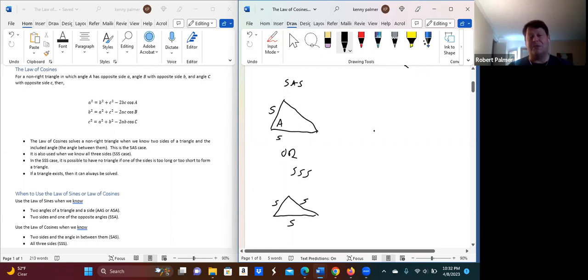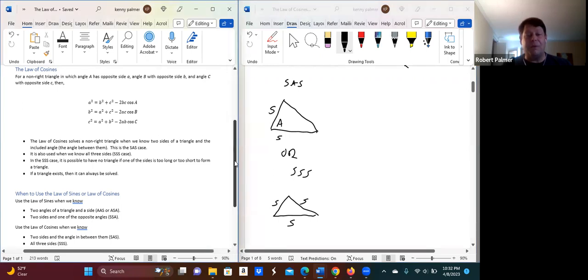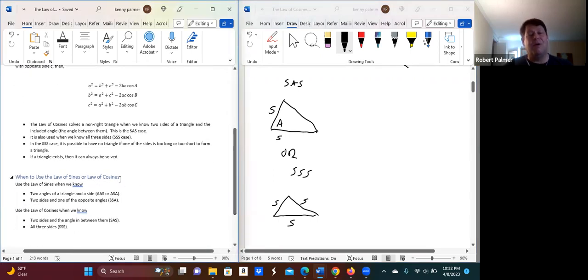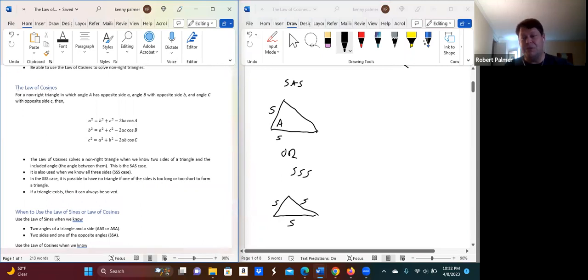And so we'll do an example of that. Basically what happens is you get a situation where the cosine of the angle is actually not possible. Finally, if a triangle exists, if you actually have a physical triangle, you can always solve it, once again giving these three cases. And at the end, when we wrap this up, we'll come back and take a look at when to use the law of sines and the law of cosines. If you've seen my previous video on the law of sines, we'll wrap up talking about how to know which cases to use for each one.